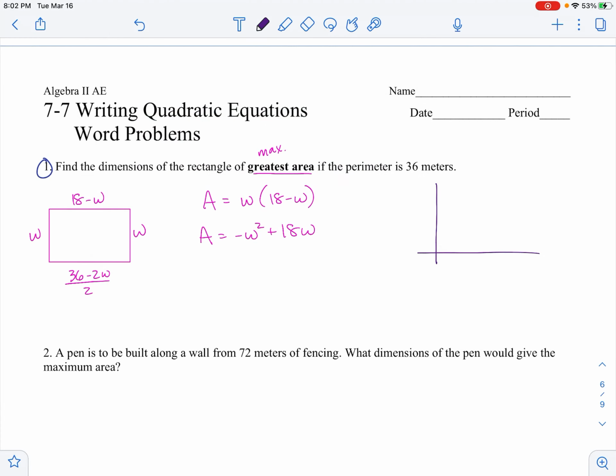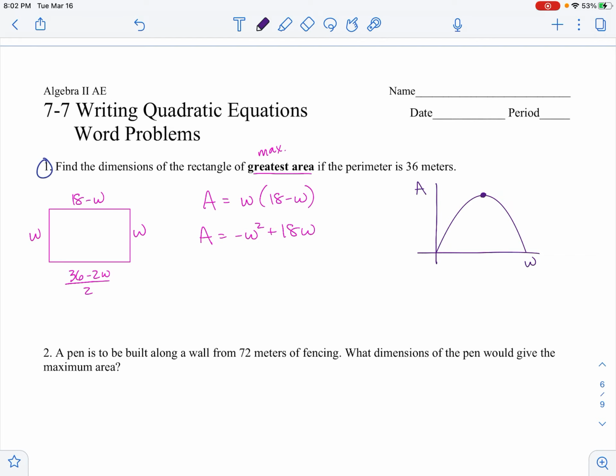Here's my grid. If I were to graph this, let's see if this will fix it for me. Oh, look at that nice parabola. What I'm trying to find is the maximum area. Remember what you're measuring though. Measuring width on the x-axis and area on the y-axis. So I'm looking not for the x value, I'm looking for the y value.